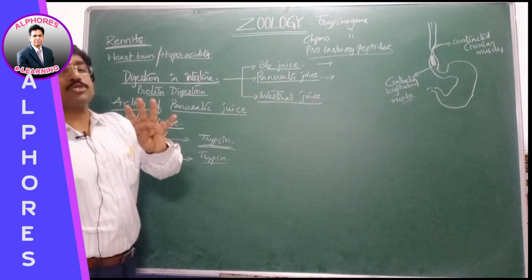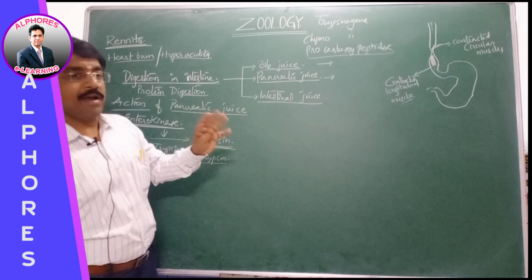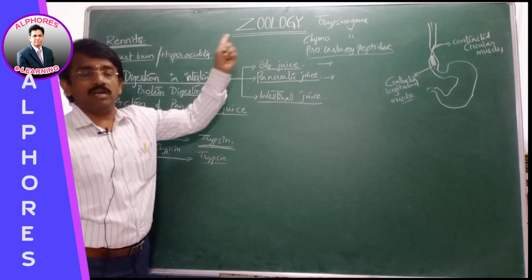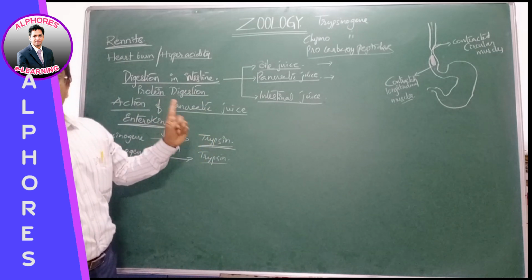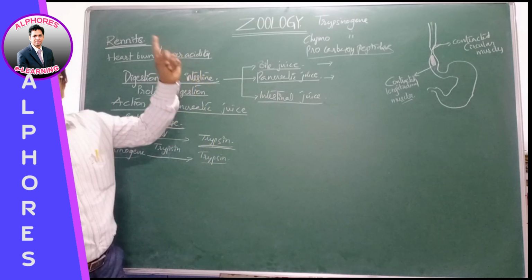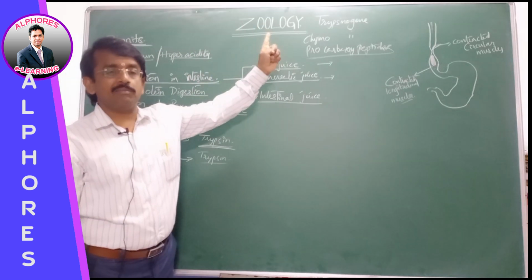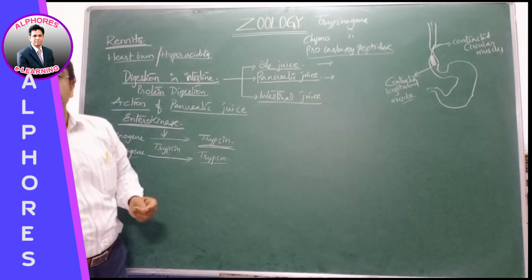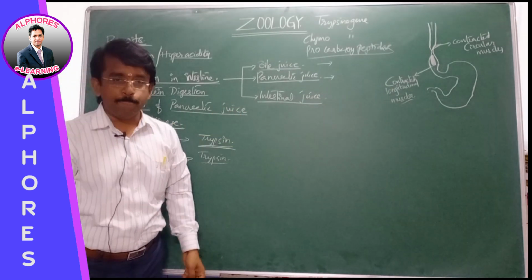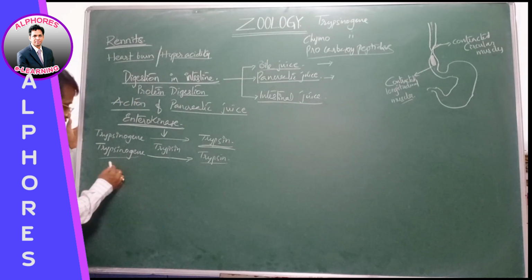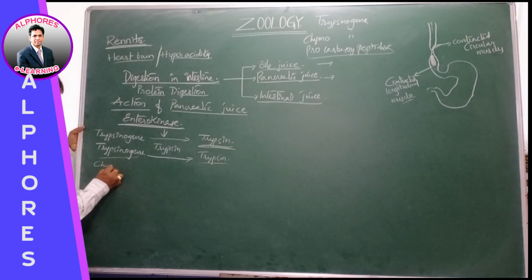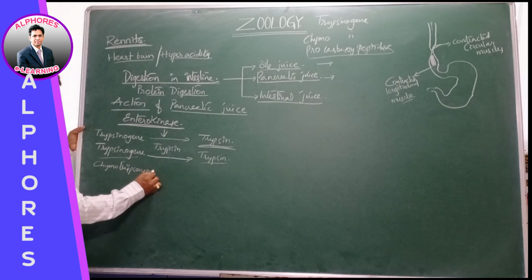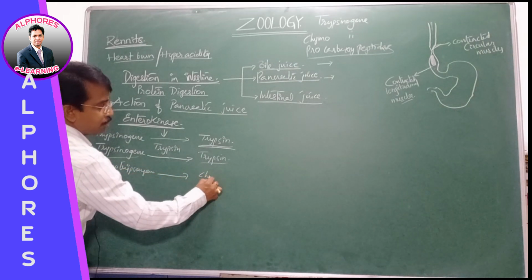So four points to remember. First, the enzyme activator in acidic condition is HCl. The enzyme activator in the intestine is enterokinase. The autocatalytic enzyme in acidic condition is pepsin, and the autocatalytic enzyme in the alkaline condition is trypsin. The trypsin further acts on chymotrypsinogen and converts it into chymotrypsin.